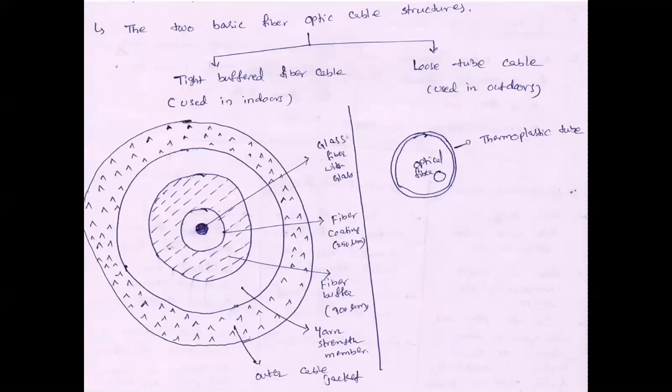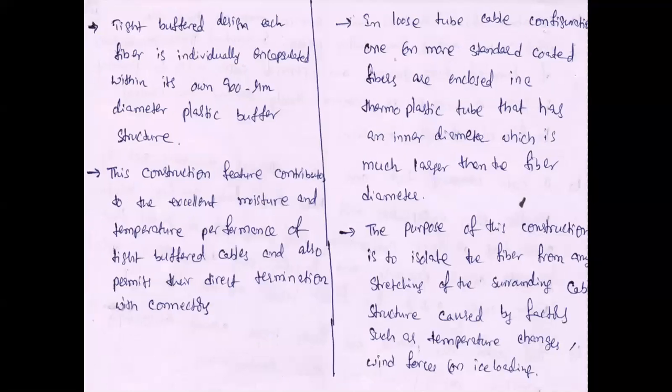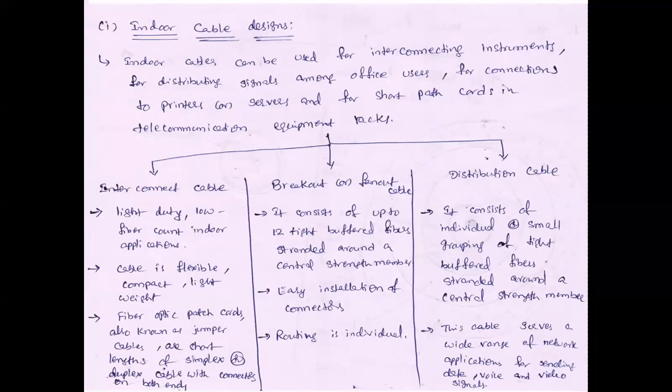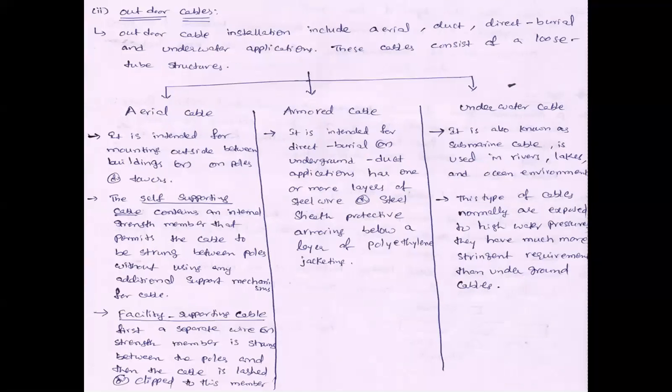Based on this general cable structure, there are two types of optical fiber structures. The first one is tight buffered fiber cable. The second one is loose tube cable. The other names are indoor and outdoor. In the indoor cable design, again, this can be divided into three types: interconnect cable, the second one is breakout or fan-out cable, and the third one is distribution cable. Similarly, for outdoor cables, this can be divided into three types: aerial cable, armored cable, and underwater cable. Right. These are the basic design objectives of optical fiber cable and the different types of cable structures based on indoor and outdoor applications.